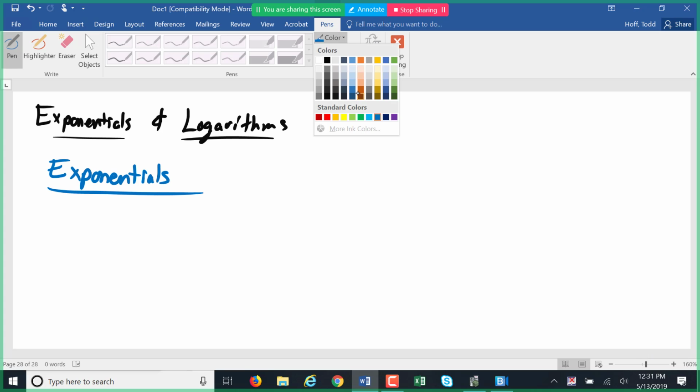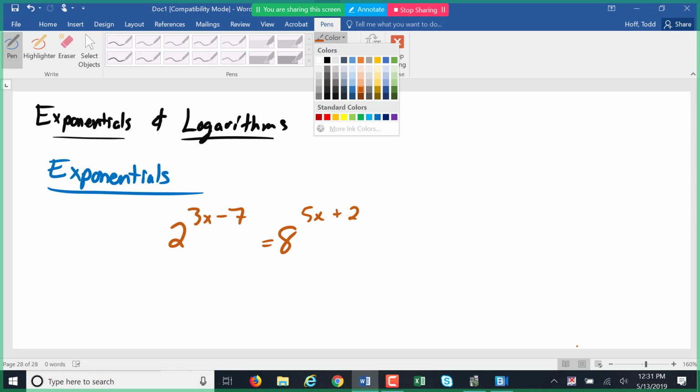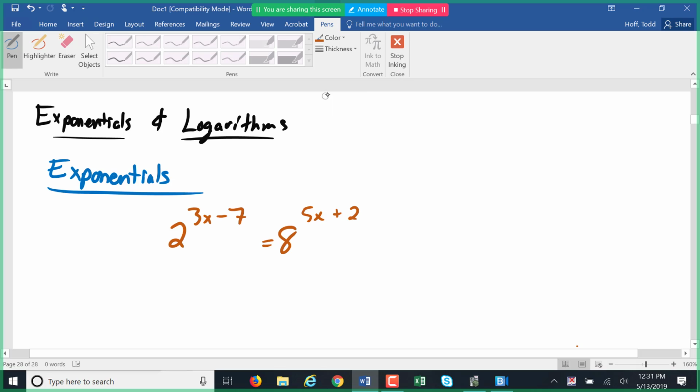We looked at several exponential equations that might have the form of 2 to the power of 3x minus 7 equals 8 to the power of 5x plus 2, where we had to adjust the base of those exponents to make them the same. 2 can't be simplified or changed, but 8 can be expressed as 2 to the power of 3. So that to the power of 5x plus 2 becomes 2 to the power of 15x plus 6.